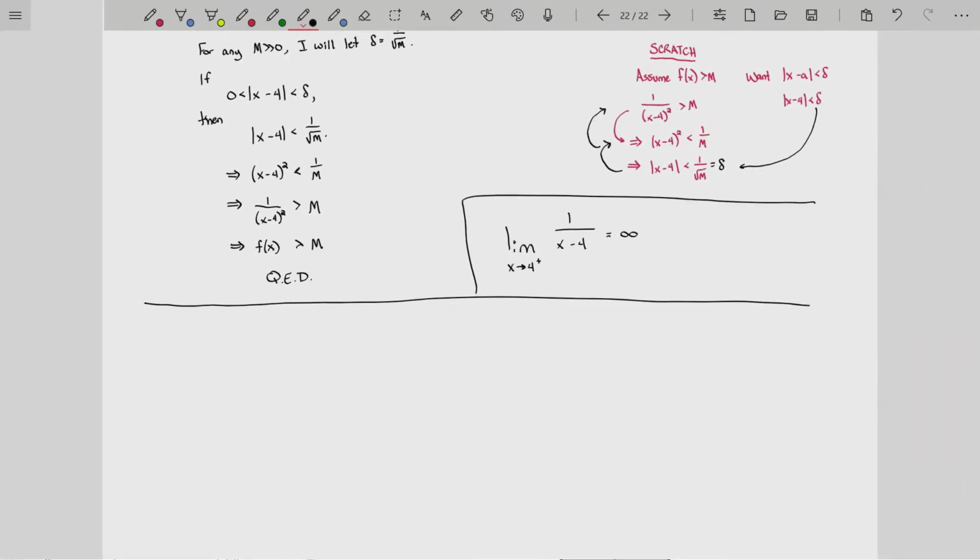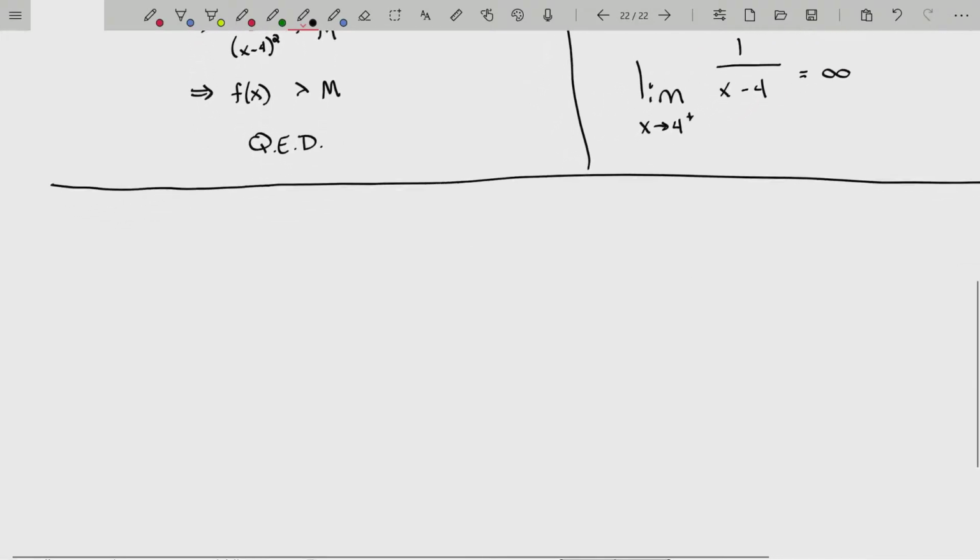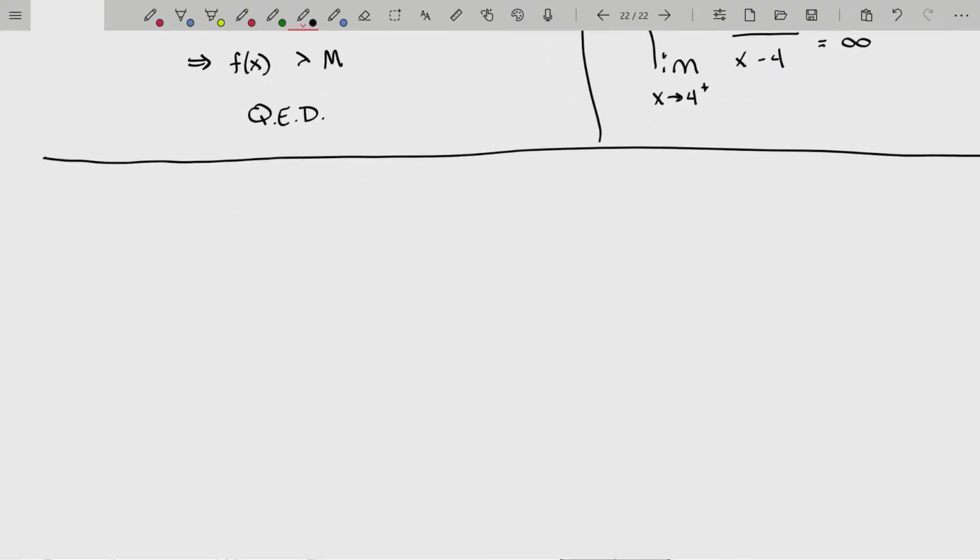Well, not much changes. You can create pretty much any function you want that dives down to negative infinity. In fact, I'm going to create an example. What about the limit as x approaches 5 from the left-hand side of 1 over x minus 5? I'm claiming to you it's going to be negative infinity. Now, you don't have to believe me. I'm going to prove it.